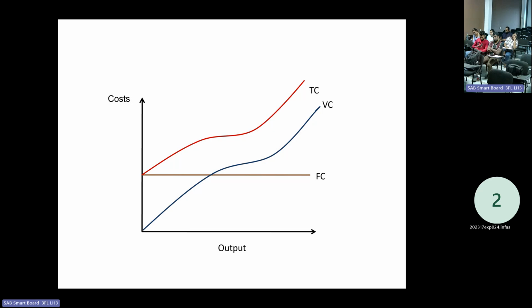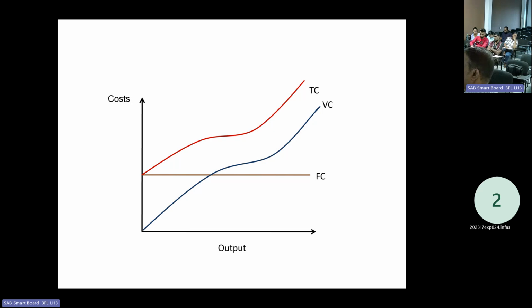So the behavior of the total cost is similar to the behavior of the variable cost, because the variation of the total cost is mainly explained by the variation of the variable cost. Fixed cost is constant and does not vary with the output. That's why the variable cost and the total cost move parallel to each other.